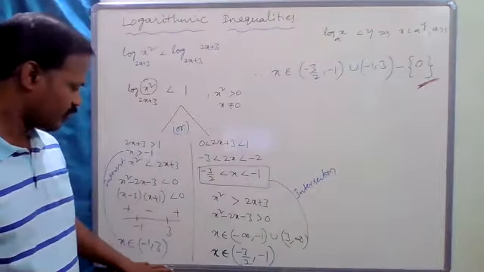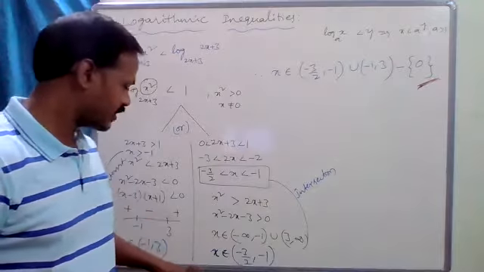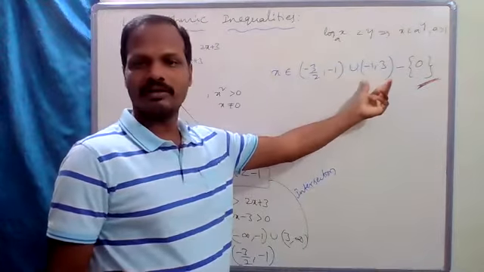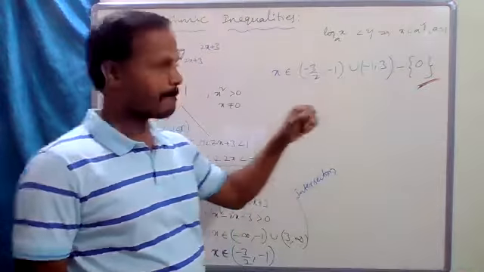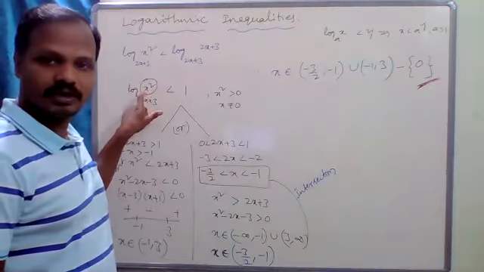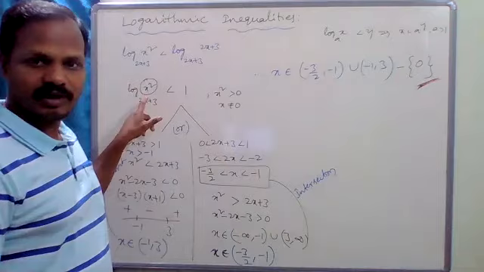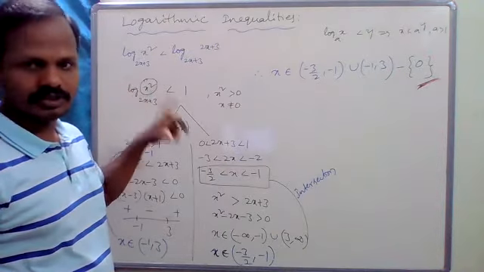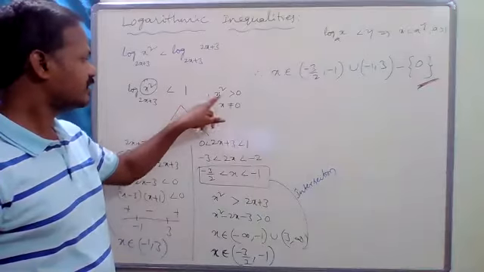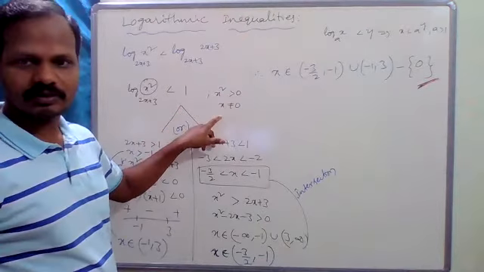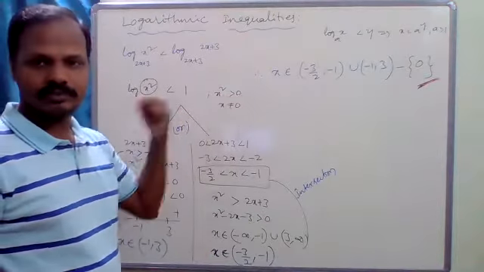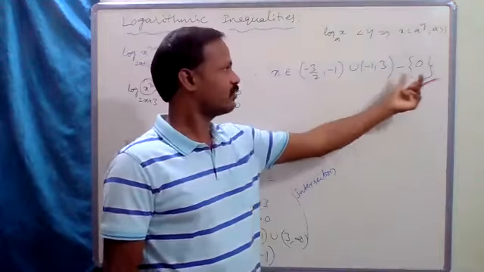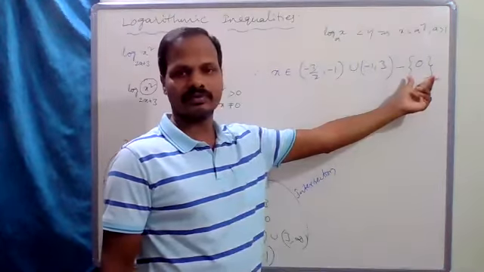So most of the people send the answer like this. X belongs to minus 3 by 2 comma minus 1 union minus 1 comma 3. But here you forget about the domain of log function. The domain of log function is x strictly greater than 0. So x square greater than 0 means x should not be 0. In the remaining cases, it is always positive. So you should not keep 0 in this interval. That's why we eliminate that 0. Is it clear?